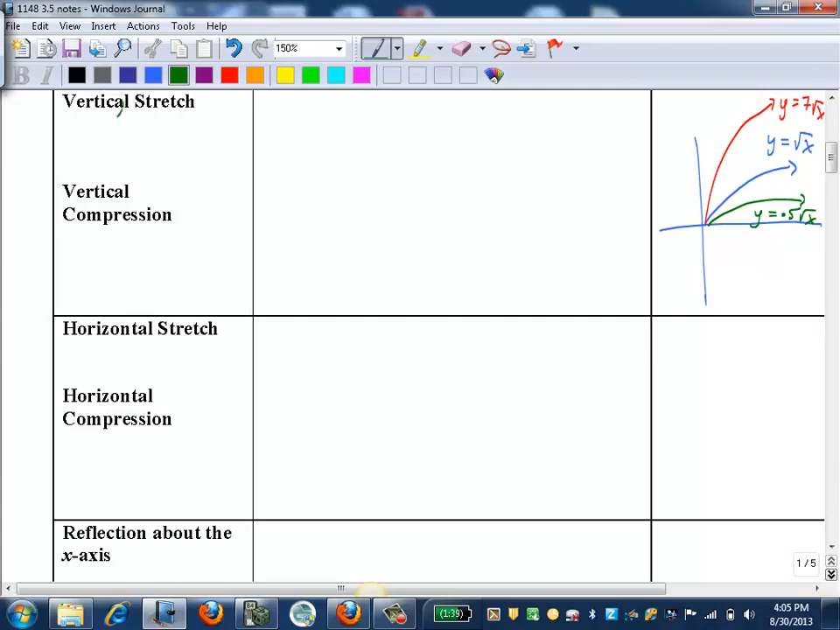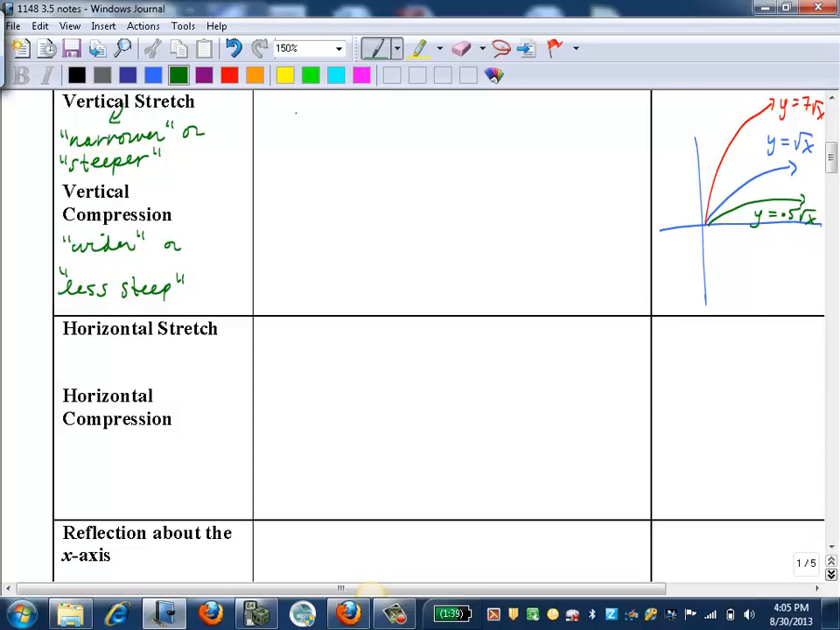So it's a stretch. It will appear narrower. Again, these are not mathematically formal terms, but this is just descriptive, what you'll see, narrower or steeper. And if it's a vertical compression, it will become wider or less steep.